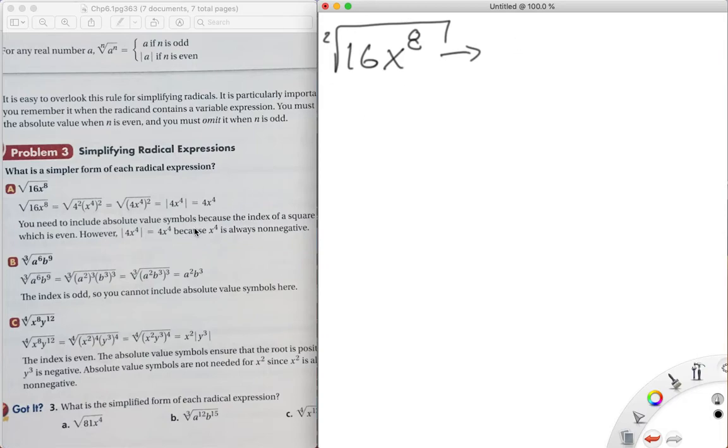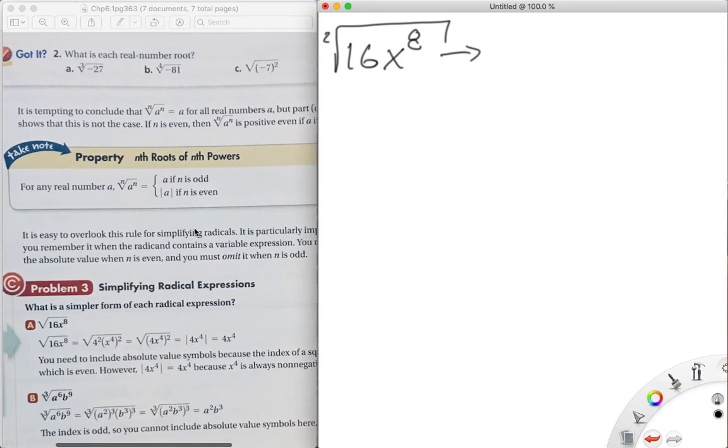oh, I skipped something, I'm sorry. Nth roots with nth powers. We have the nth root of a to the n. It's going to be a if n is odd, and it's going to be the absolute value of a if n is even.